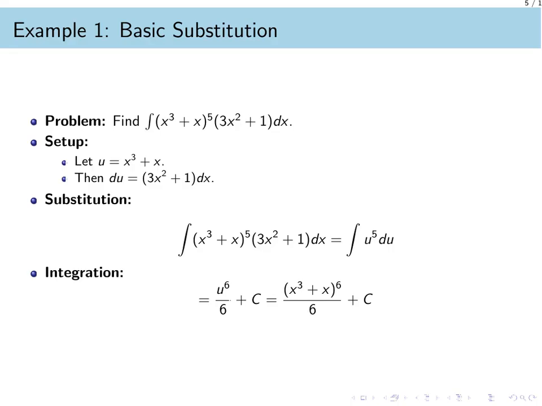The problem asks us to integrate the quantity x cubed plus x to the fifth power multiplied by 3x squared plus 1. We set u equal to the inner polynomial x cubed plus x, which means du is exactly 3x squared plus 1 dx. Since this derivative term is already present in the integrand, we can substitute directly to get the integral of u to the fifth du. This integrates simply to u to the sixth over 6. Finally, we replace u with the original expression to obtain the solution.